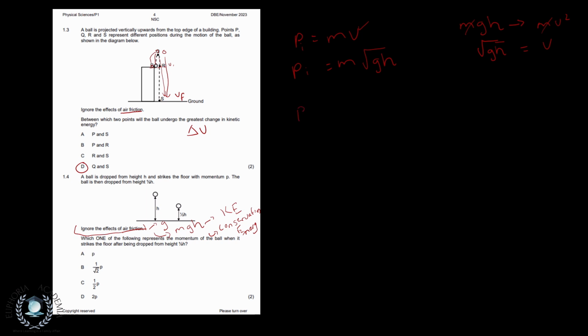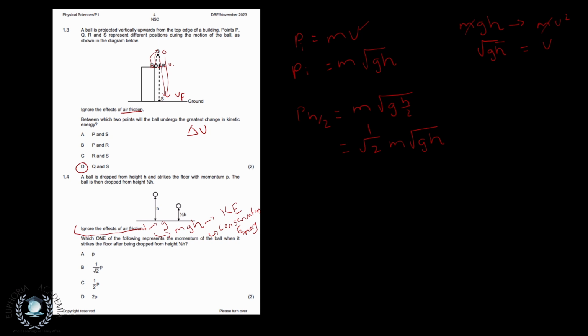Now, what is our momentum when h is halved? Now we have h in our formula there. Let's see what we're going to get. We're going to get the square root of g h over 2. All right, and that is going to give us, if we take out the square root of 2 and just leave this 1 over the square root of 2, because this 2 is at the bottom, that will be multiplied by the square root of gh.